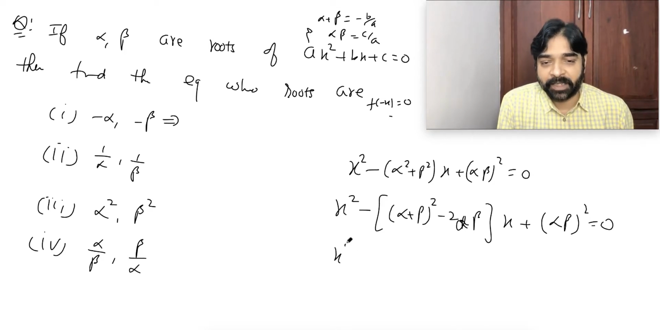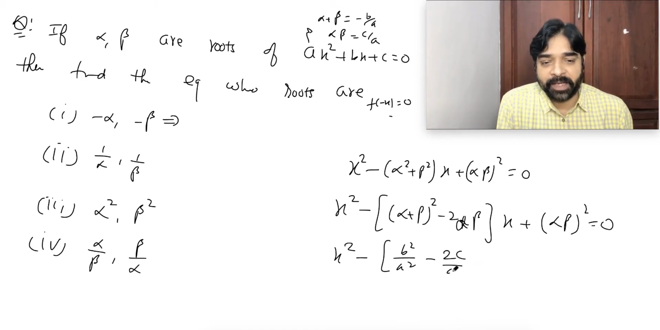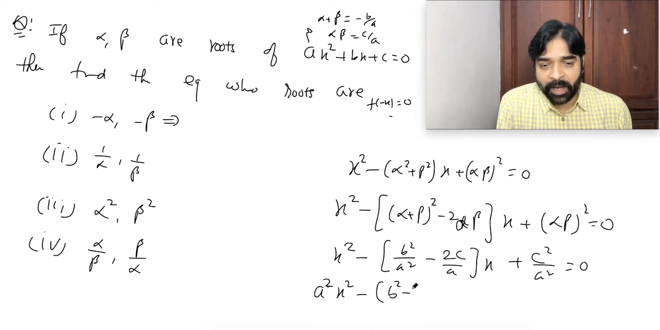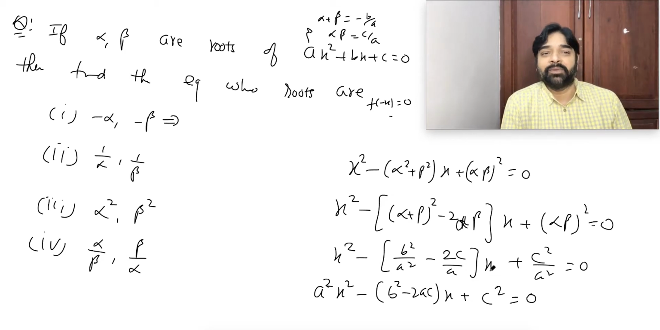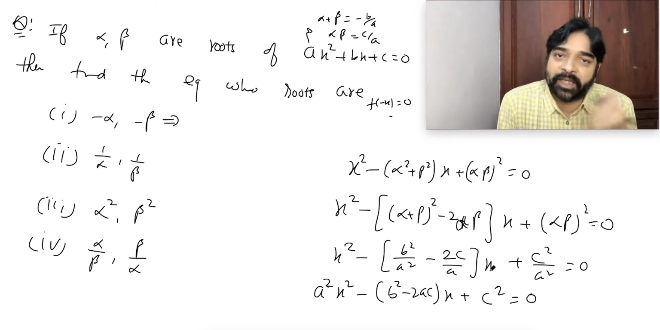Alpha plus beta is nothing but minus b by a. Put it here: b square by a square, alpha beta is c by a, so minus 2c by a into x plus alpha beta, c square by a square, equal to 0. Take a square LCM, I will get a square x square minus b square minus 2ac into x plus c square equal to 0. From here I cannot develop anything new, so just leave it, treat it as a question. Some good points are coming which can be remembered easily from the question we can extract.